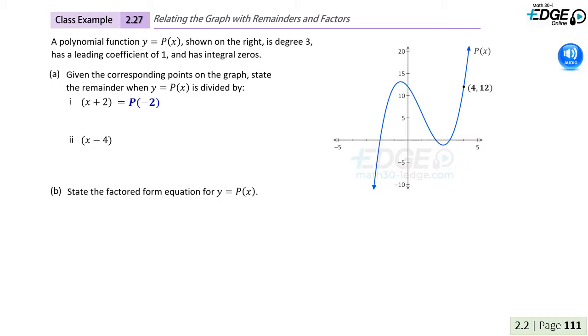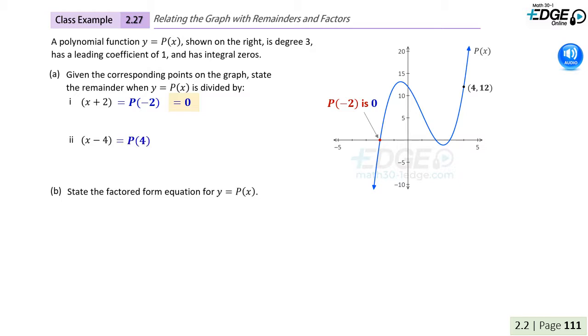We know on the graph that x equals -2 is one of our x-intercepts. This means that p of -2 is 0. And so the remainder, when we divide by x plus 2, would also be 0.